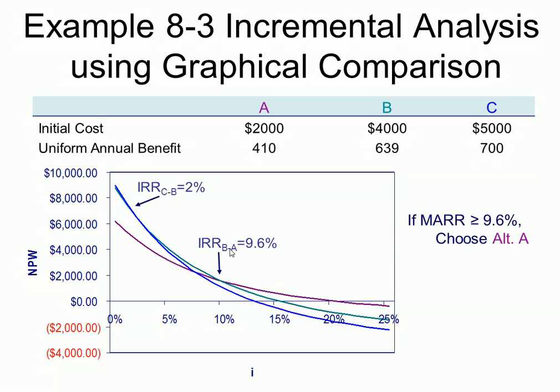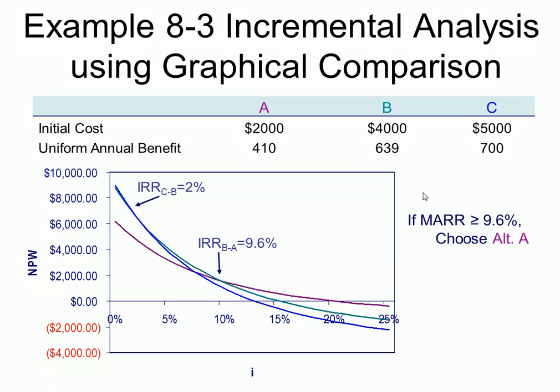So incremental, for example, B and A allows us to compare alternatives B and A, and incremental rate of return of C and B allows us to compare C versus B. So again, A is the lowest cost, the next lowest is B, so we're going to start comparing with B and A. In this example, we assume we're looking at these three alternatives, and we know some minimum attractive rate of return.